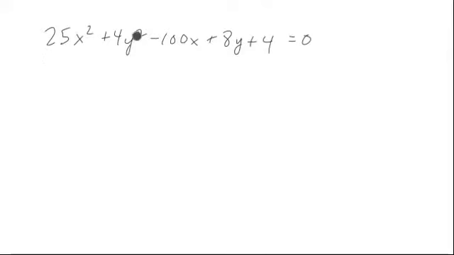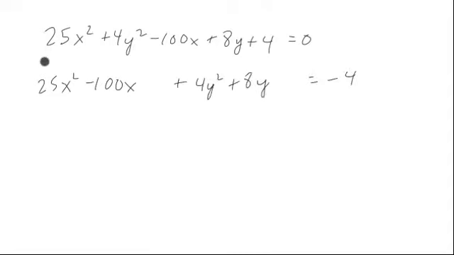So again, we put the x's together: 25x squared minus 100x. Put the y's together: 4y squared plus 8y. And that's equal to -4, just like we had before. Now, let's take a look at this part.